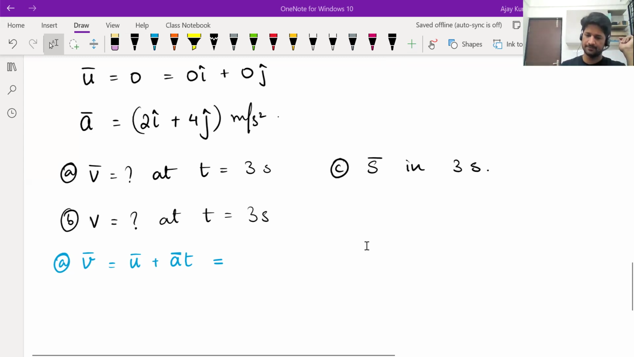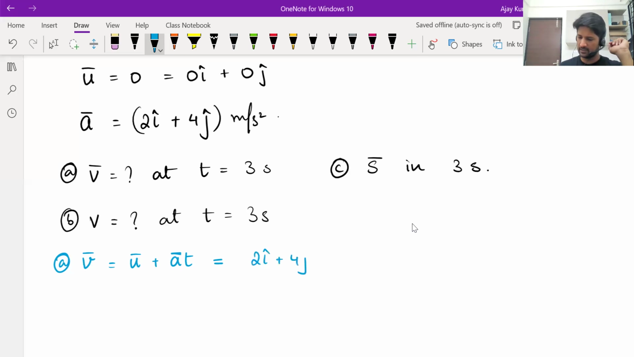Aishwarya, any answer? Sir, is it root 180? You took the magnitude also. I didn't ask you to take the magnitude. Anyway, but before taking the magnitude, what was the vector you got? 6 i cap plus 12 j cap. That's all. u is 0. You don't have to consider that at all. Simply a into t. a is 2i cap plus 4j cap. Multiply that with time 3. Time is a scalar. It's like a number only. When you multiply a vector with a number, its components get multiplied by that number. So effectively it becomes 6i cap plus 8j cap meters per second.